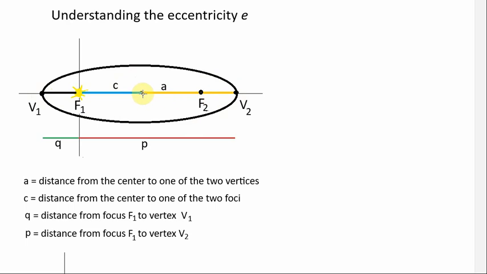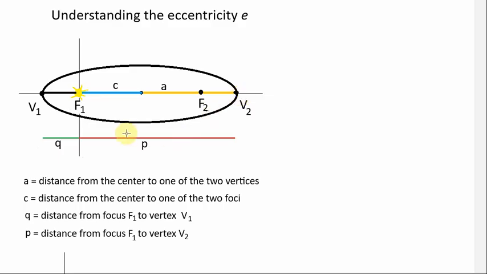The distance from the center to one of the two vertices, we call A. The distance from the center to one of the two foci, we call C. I'm going to call P the distance from focus number 1 to vertex number 2. So from here to here is going to be P. And then I'm going to call the distance from focus number 1 to vertex number 1 Q. So from here to here is Q, from here to here is P.